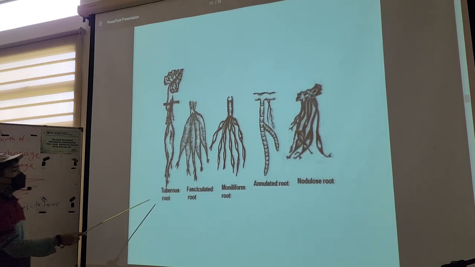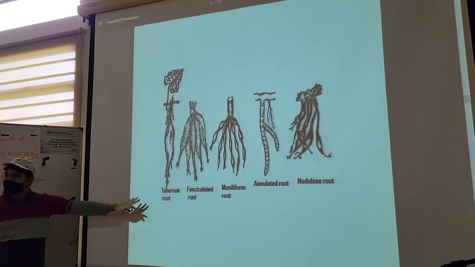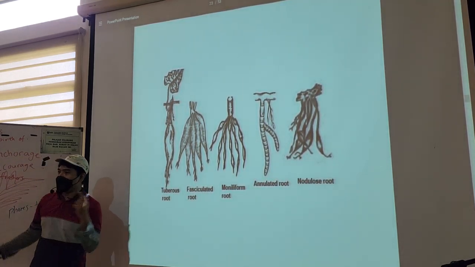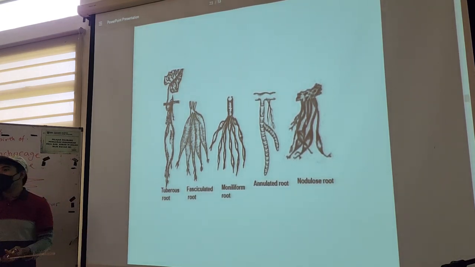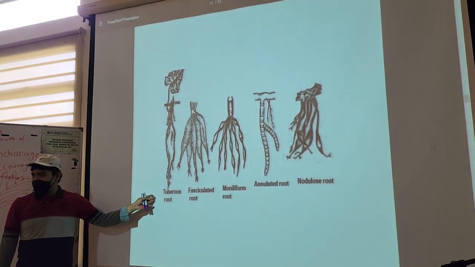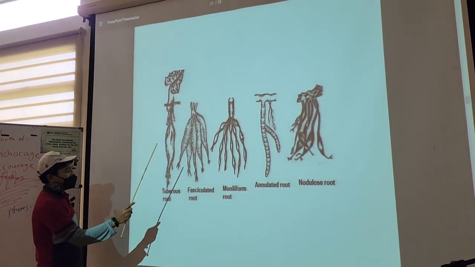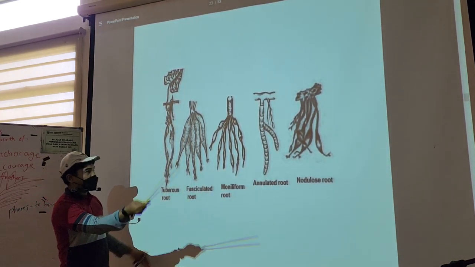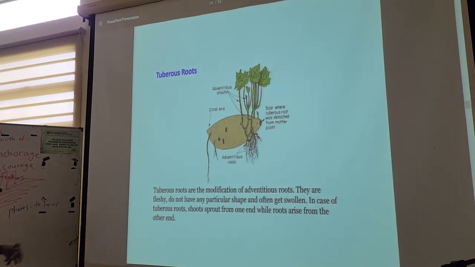Okay, go on. There are a number of adventitious roots that are meant for storage. We got the tuberous root. See? Tuberous. You see tuberous again? Just now you saw tuberous, right? But that is tuberous from the tap root. When the modification is happening to other than the tap root, you can get tuberous as well. Fasciculated, moniliform. Okay, go on. Let's see. Okay, tuberous root.